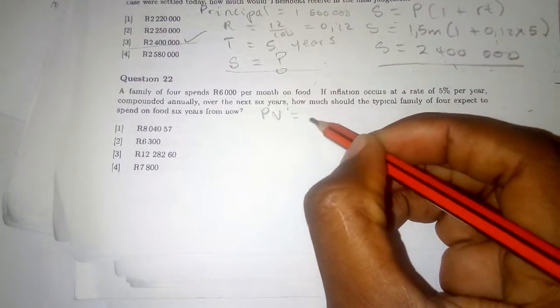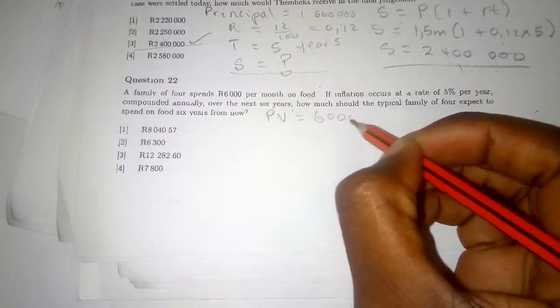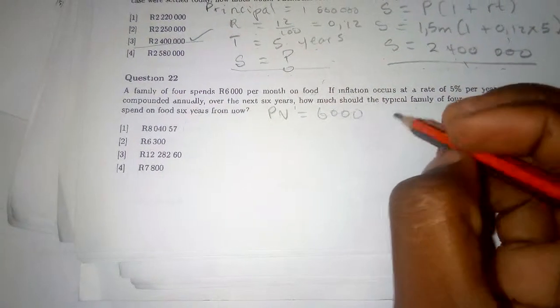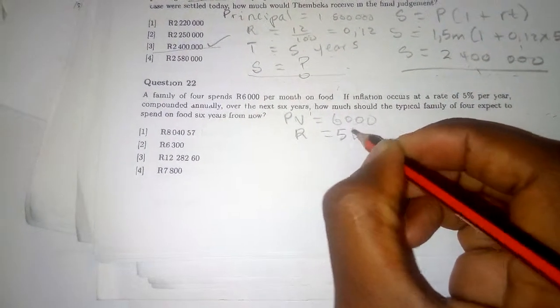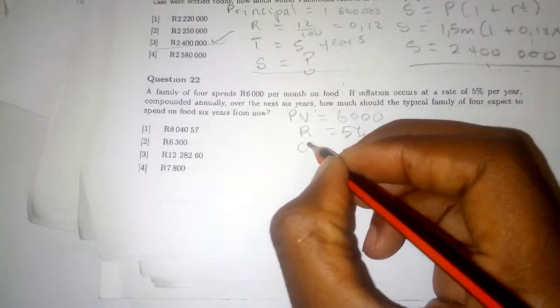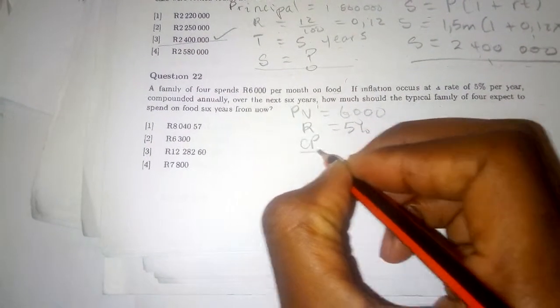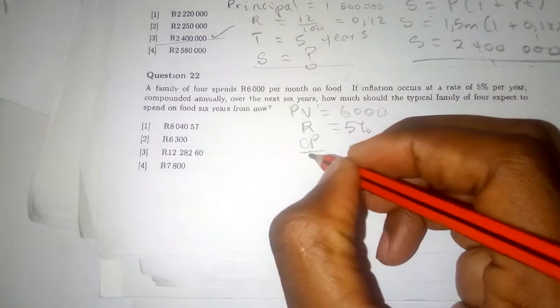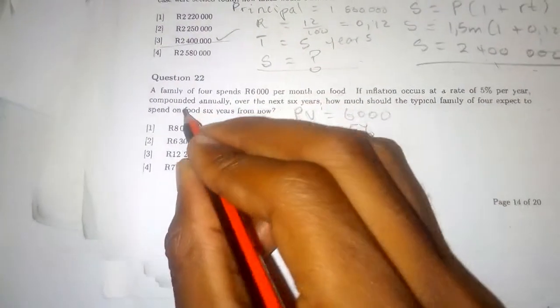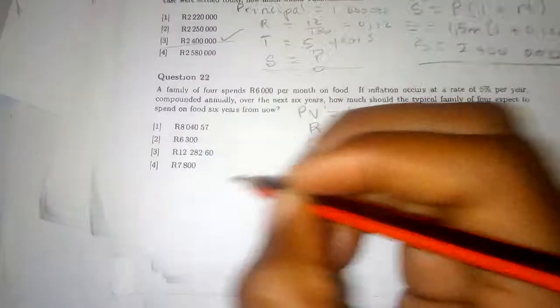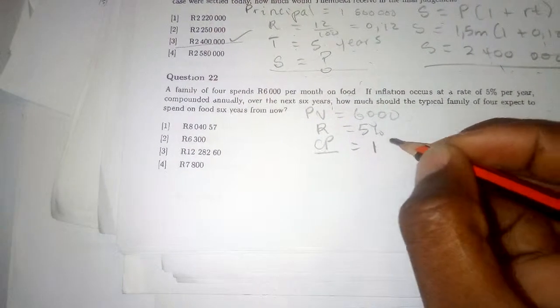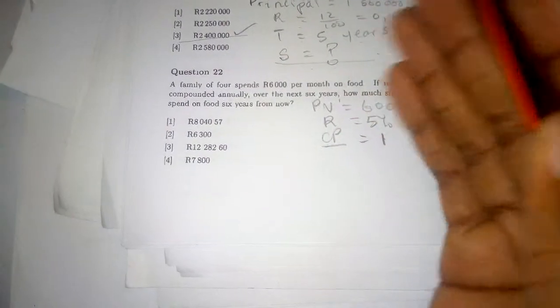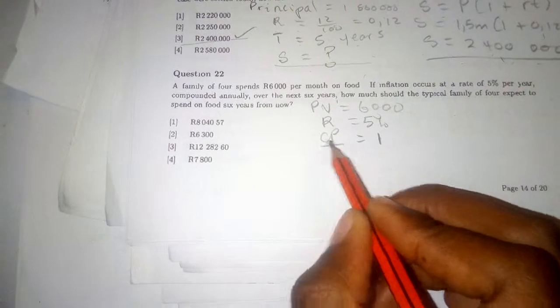So our PV is 6,000. This is what they spent in a month, and our rate here is 5%, and our CP is for compound period. Our compound period, they said it was compounded annually. So in a year we have 1 year, so annually it goes to 1, monthly goes to 12, half yearly goes to 2, quarterly goes to 4. This is how you do your CP.